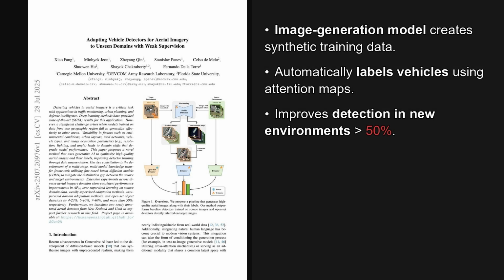So to wrap things up, this work shows how generative AI can help object detectors adapt to new environments. Their key innovation, using multi-channel cross-attention maps, creates high-quality, automatically labeled data that dramatically improves performance.